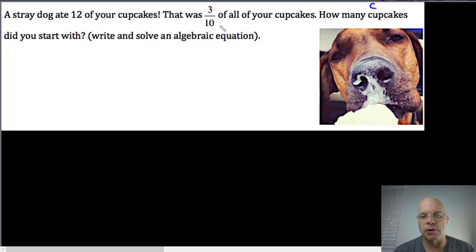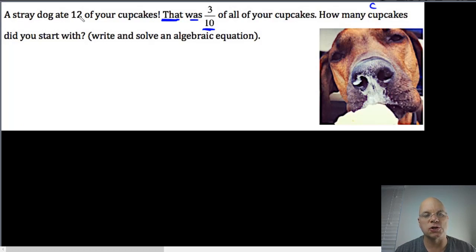And then this written expression can be turned into an algebraic expression. 3/10 here's actually the key. That was, so that represents the number of cupcakes you started with. C was or equals 3. I messed up. Let me take a step back. Sorry about that. I need to really read more carefully.